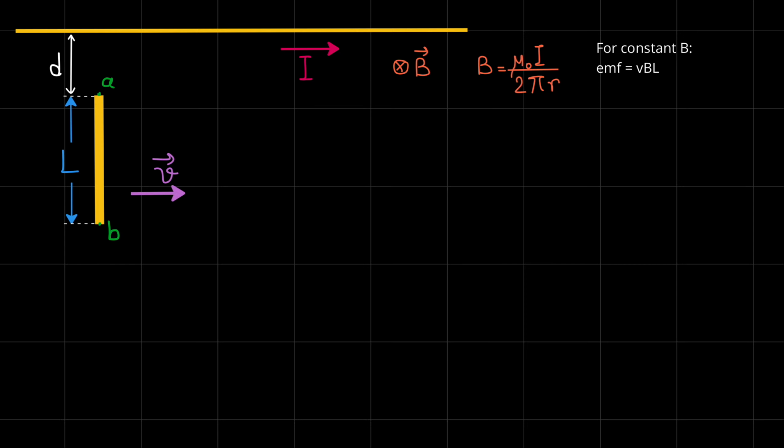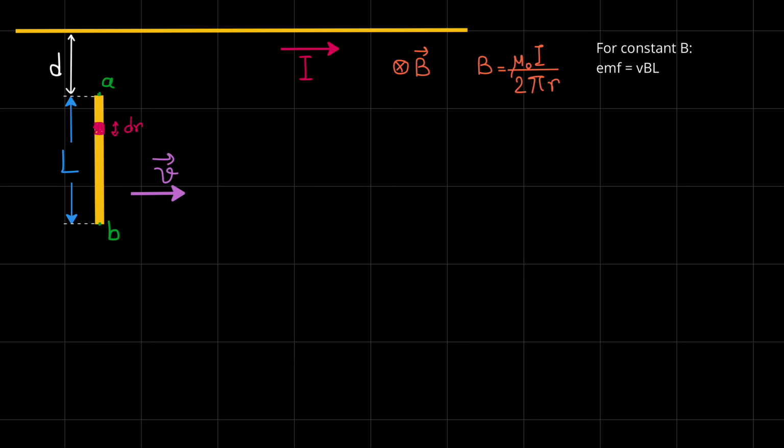But because the magnetic field is not constant, and along the bar B is changing, since the bar is perpendicular to the wire and B is changing with the distance from the wire, we cannot use this simple formula. So instead we are going to use an integral formula. Imagine dividing the metal bar into small pieces of length dr. Now on this small piece, the magnetic field is more or less uniform, and the EMF induced along the small piece is going to be equal to V times B times dr.